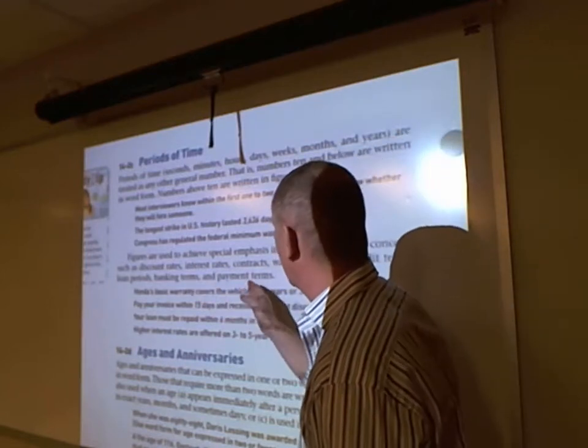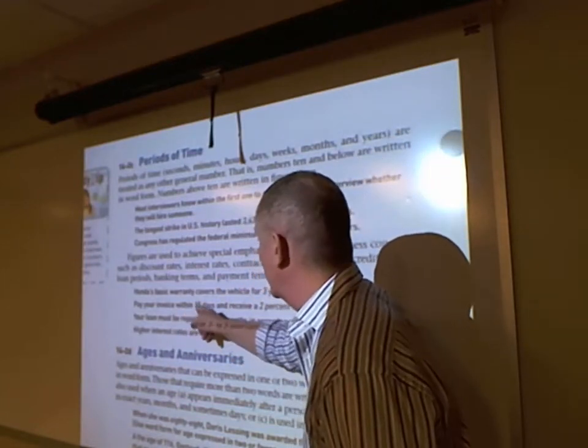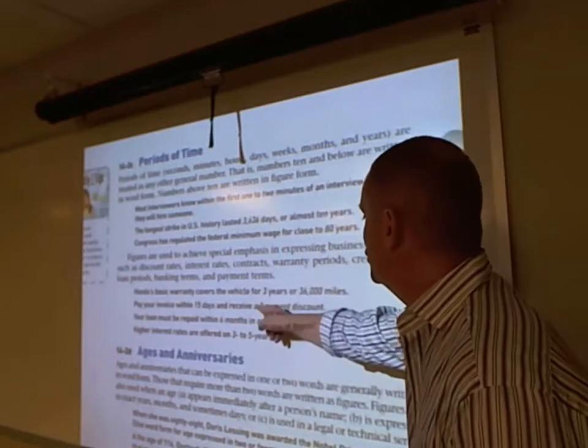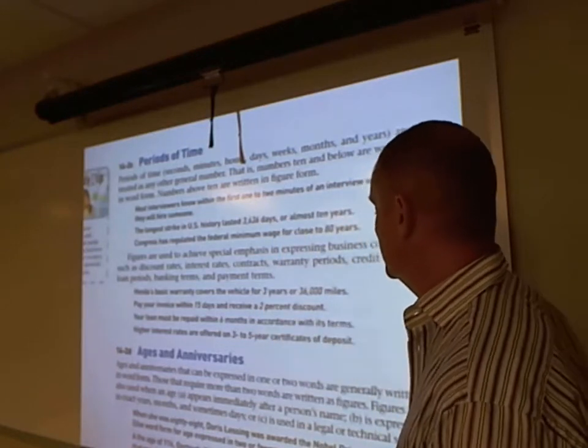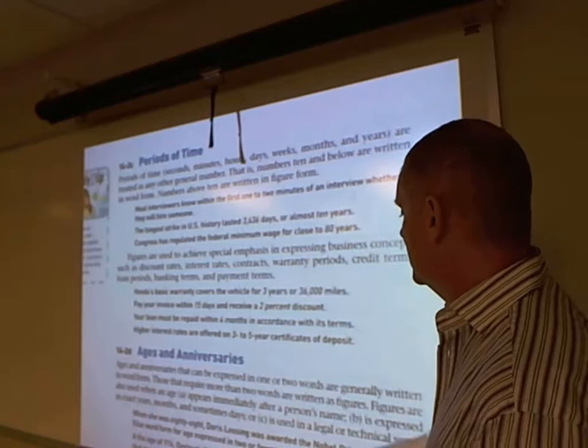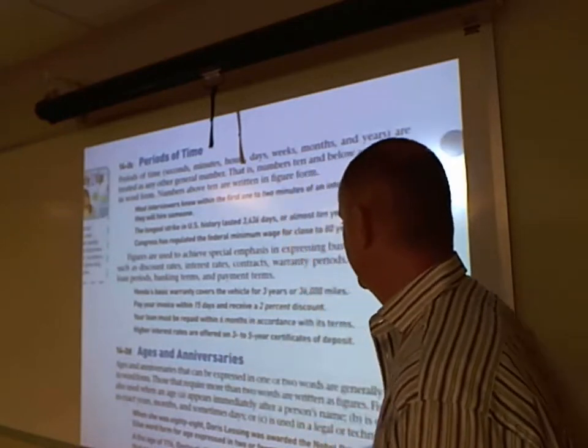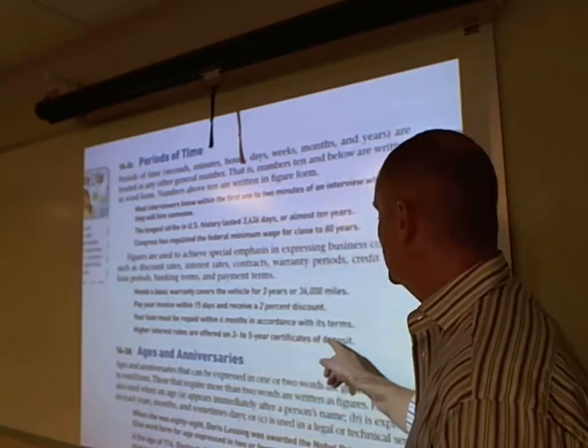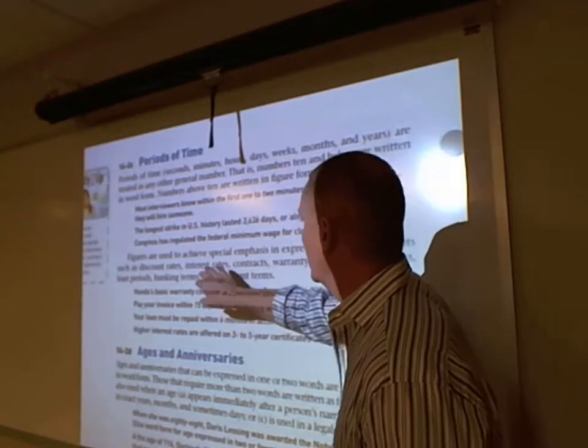6 months, use a figure. 3 to 5 year certificates of deposit. Use a figure when it's related to discount, interest, contracts, warranty periods, credit terms, loan periods, banking terms, and payment terms. Now here's the fun one, ages and anniversary.